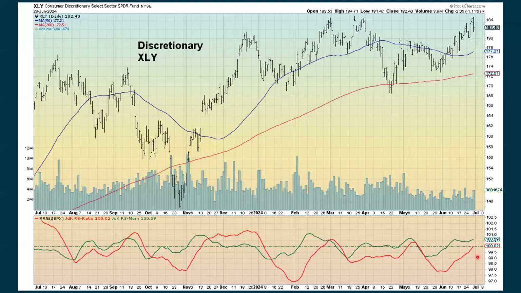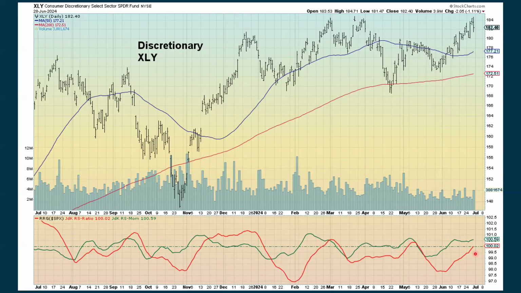Discretionary, the thing that makes life fun. This is in an uptrend, but not really breaking out above these previous levels yet. The momentum is showing a little bit of an improvement, and the relative strength ratio is also looking better. This is the area. This has Tesla and Amazon in this, and this is one of the more kind of growth areas that we want to see doing better.